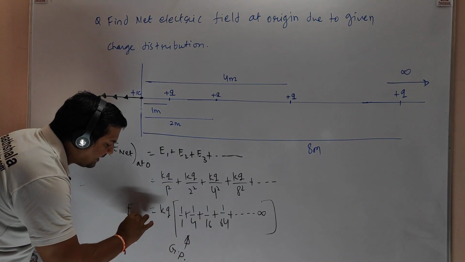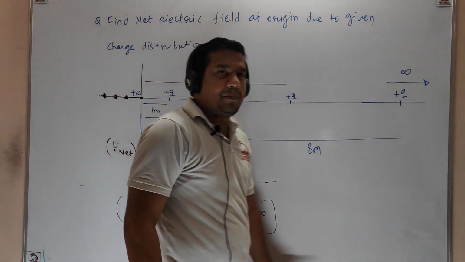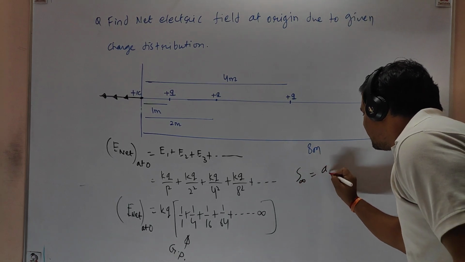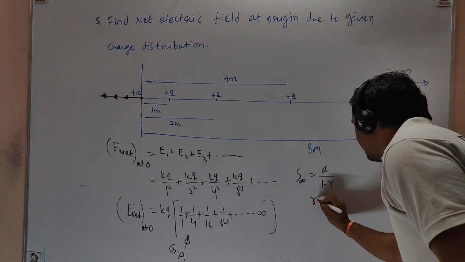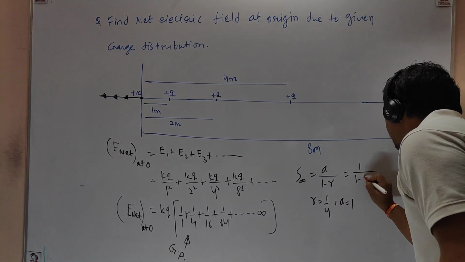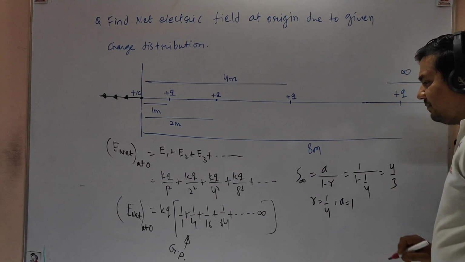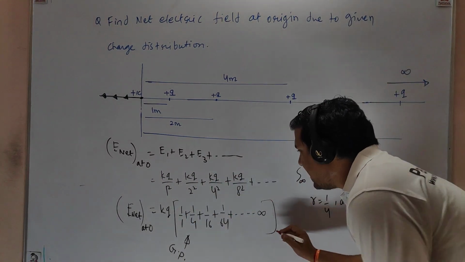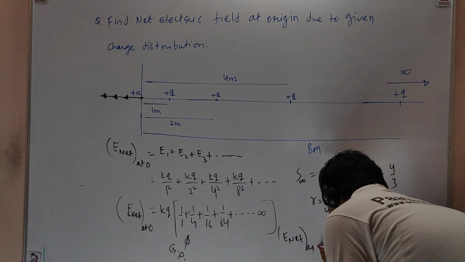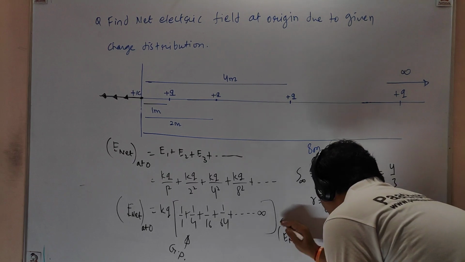And we want to find the net electric field at O, right? How to solve this GP? The sum of infinite terms of a GP is A upon 1 minus R, where R is 1 by 4 and A is the first term, which is 1. So 1 minus 1 by 4, you'll get 4 by 3. So the sum of this is 4 by 3. So the net electric field at O is equal to KQ into 4 by 3.